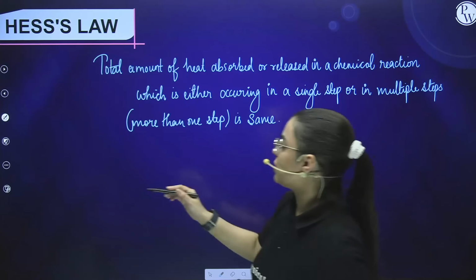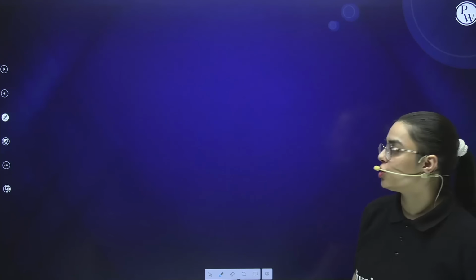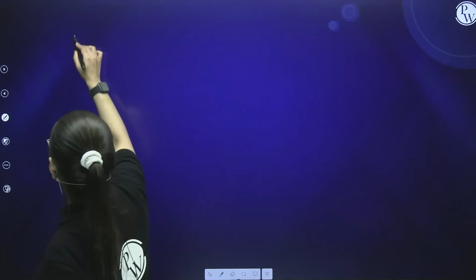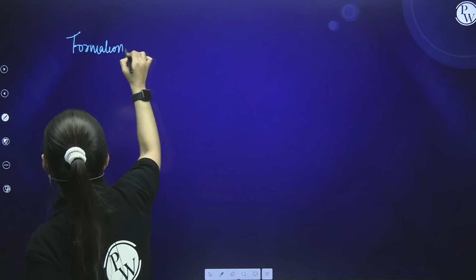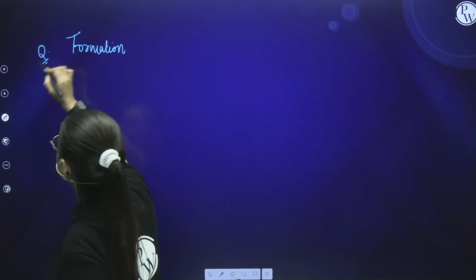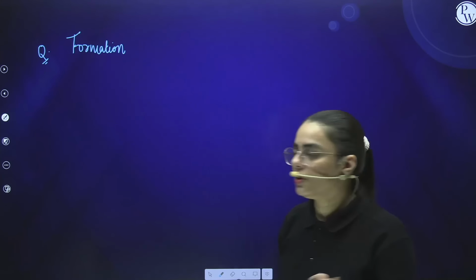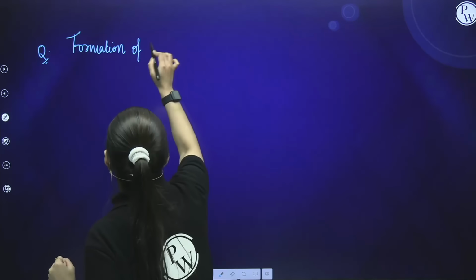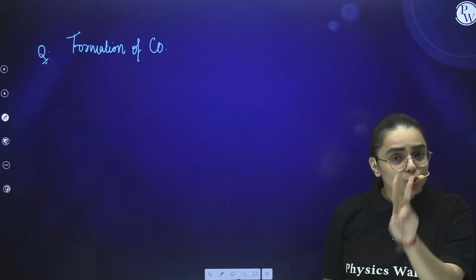Now let us take one case for Hess law, students. For example, I'm taking the case for the formation of carbon monoxide. This is the question which I'm writing: calculate the heat involved in the formation of carbon monoxide. For the formation of carbon monoxide, you have been given two reactions, students.